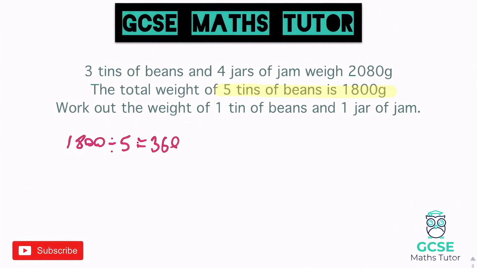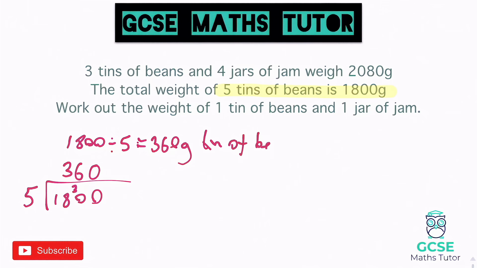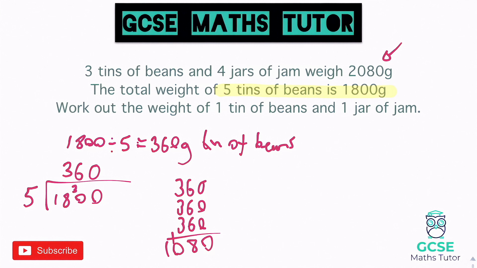There we go. We might have to do a bit of bus stop for that, but we can do that. 5's into 1,800. 5 into 18 goes 3, remainder 3. 5's into 30 goes 6, and then 0, so 360 grams, and that is for the tin of beans. So tin of beans. There we go. It then says 3 tins of beans and 4 jars of jam weigh 2,080 back in the first line. So if we work out the weight of 3 tins of beans now, well, 3 of those would be 360, 360 and 360. If we add those all up, we get 9, 10, 1,080. So that's the weight of those tins of beans.